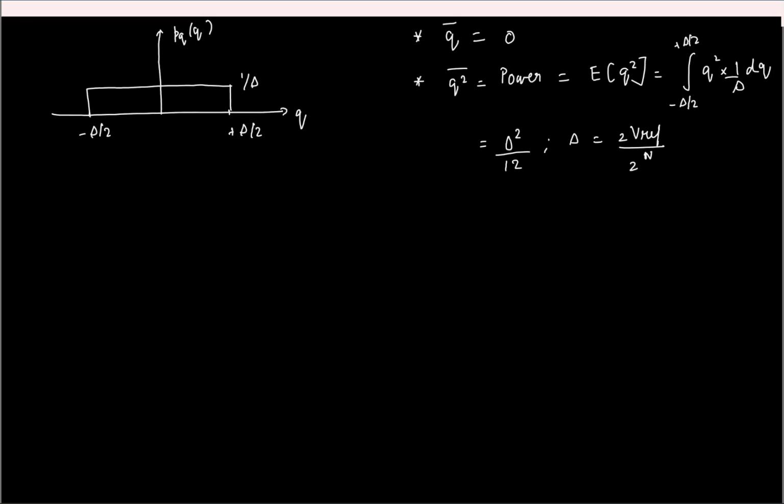So in our case, we have a range from minus Vref to plus Vref. What is the maximum sinusoidal signal amplitude I can apply? It's Vref, centered around 0. That's the maximum amplitude I can apply. So what is the maximum signal power I can have? Vref square by 2. Now I can take the ratio of signal power and noise power and get what is called the signal to quantization noise ratio.